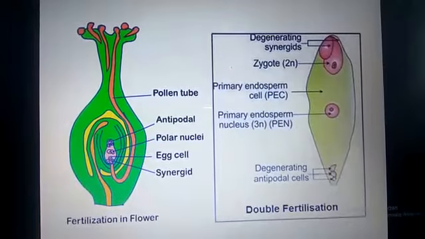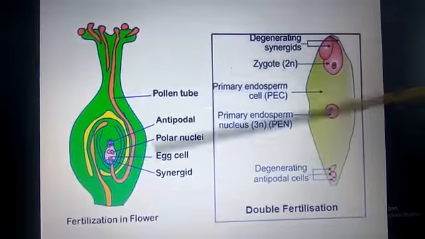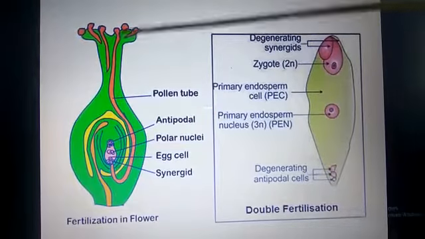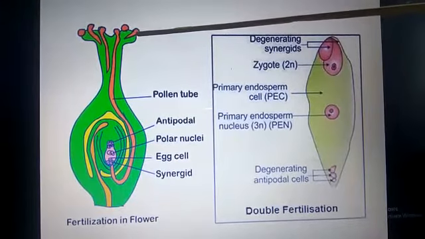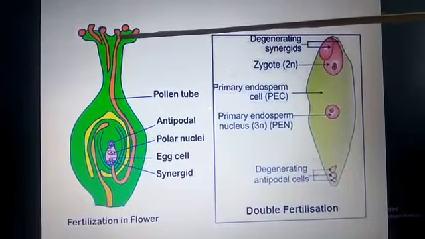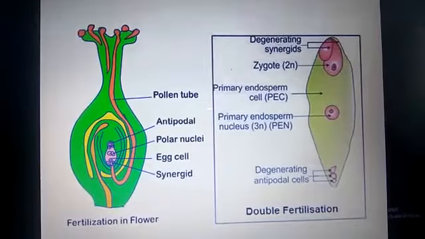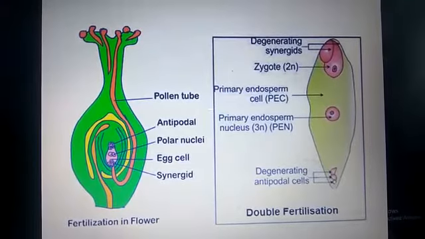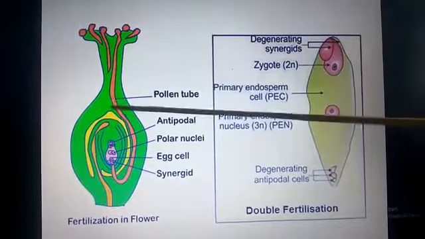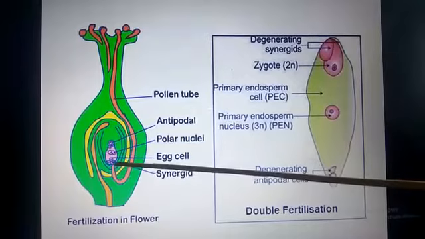Now let us see the process of double fertilization. This is the picture of a pistil having stigma, style, and ovary. Once the pollen grain falls on the surface of the stigma, it will undergo pollen germination. During pollen germination, the pollen grain forms a long pollen tube. This pollen tube contains two sperm cells or two male gametes. Now the pollen tube will run through the style and finally come to the female gametophyte or embryo sac.